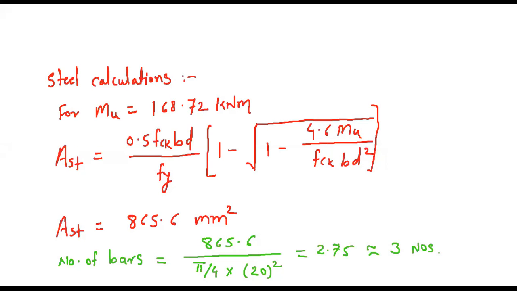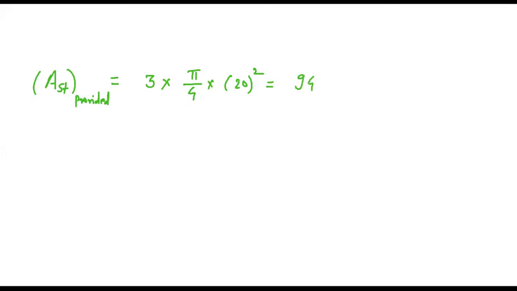So now calculate AST provided. AST provided is equal to 3 into 5 by 4 into 20 square. So the AST provided is 942.47 mm square. Please check the value. Okay, it is the correct answer.